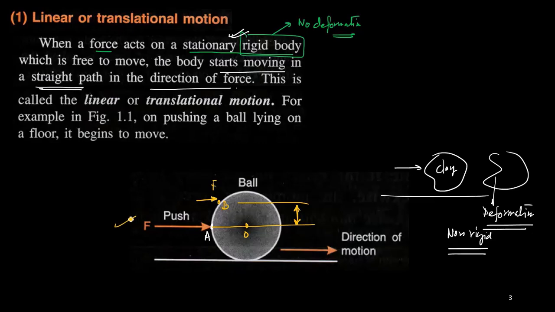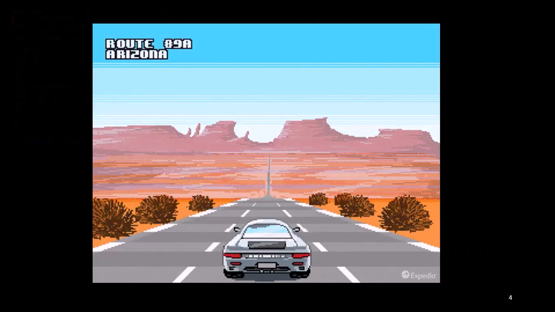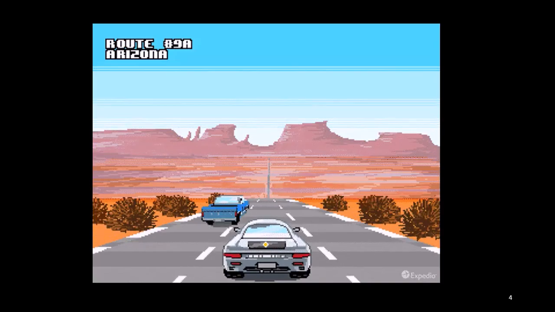Whenever I apply a force which passes through the geometric center of the body, that force is always going to give displacement along the direction of the force. That is a translated motion, like pushing a ball lying on the floor. When we apply the force, the body will try to move along the direction of the force. In whichever direction you apply the force, the tendency of movement of the body is along that direction. Like this, the body moves along a straight path.